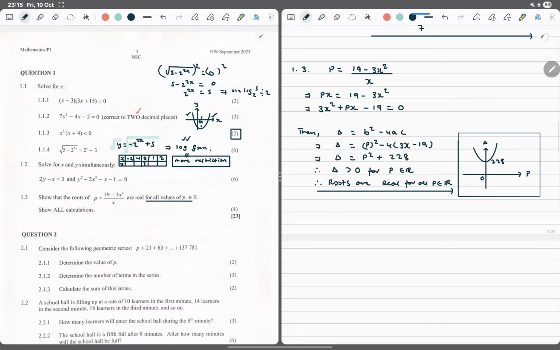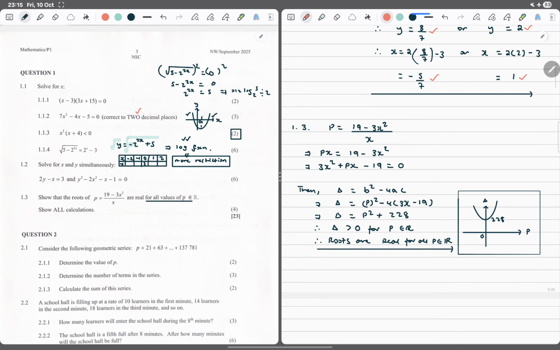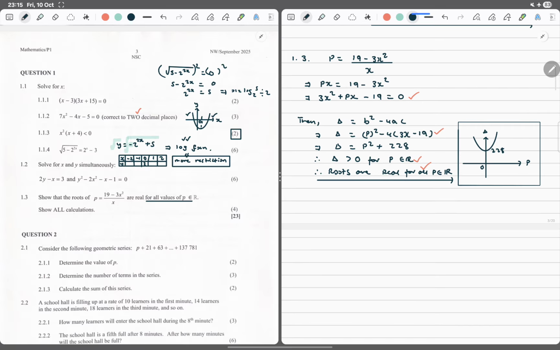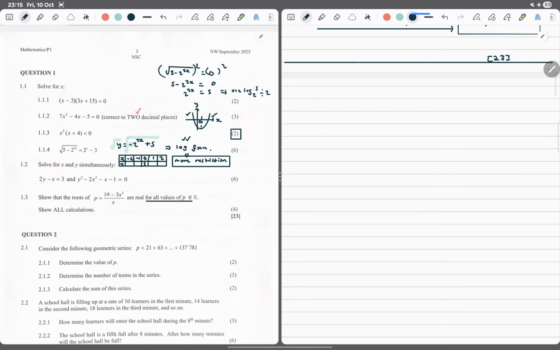Okay. Good stuff. So this is not a very difficult question. Easy if one understands what to do. All right. So I suppose writing this quadratic in standard form is important. Substituting into the discriminant and explaining what the discriminant looks like. Coming up with the conclusion gives us the last 4 marks. And this was a very tasty and fairly easy 23 marks. Okay, right. So let's move on to question 2.